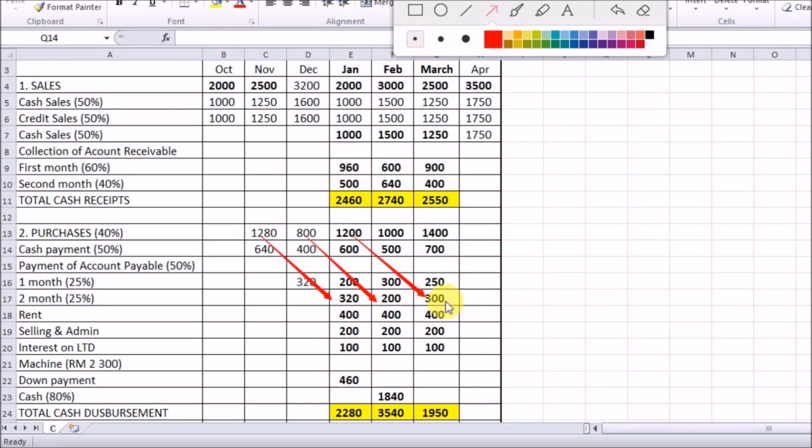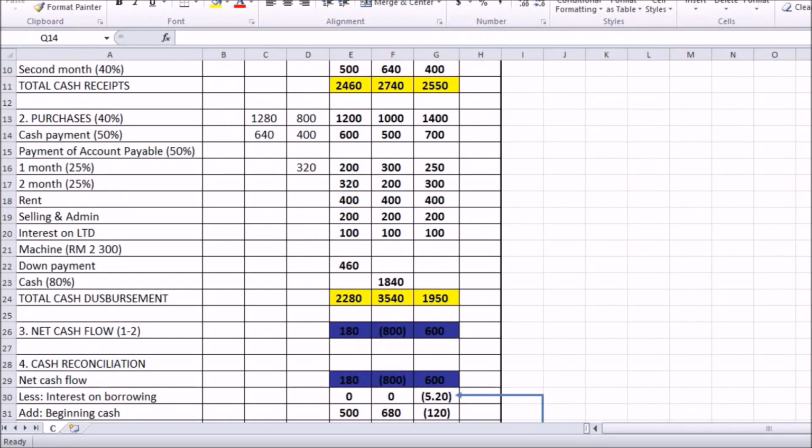Question 3 is other fixed monthly expenses, which are rent RM400, selling and administration RM200, and interest on LTD RM100, and put into January until March. The company also plans to buy a new machine worth RM2,300 in January, and it is agreed that 20% of RM2,300 is paid in cash, which is the down payment, and the balance 80% will be paid in the following month.